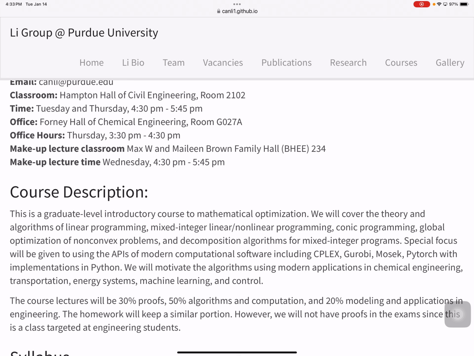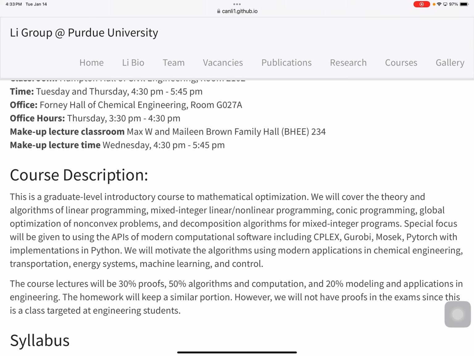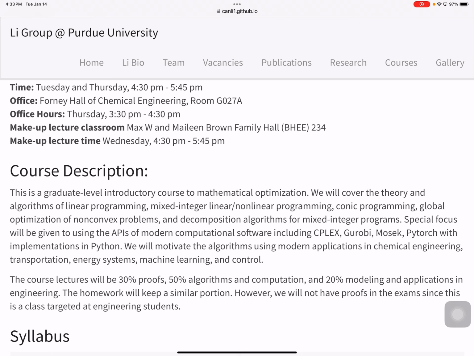Afterwards, if you encounter a similar problem in your research, you could read more about a specific topic, right? So this is just to give you an overview of different topics in optimization, which you can find in the course description. We cover different topics like linear programming, mixed integer linear and nonlinear programming, conic programming, global optimization of non-convex problems, and decomposition algorithms for mixed integer programs. For each of the topics, we spend around 4 or 5 lectures, right? We are not going the whole semester on a specific topic.